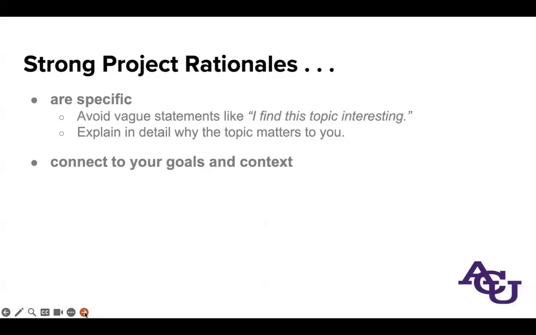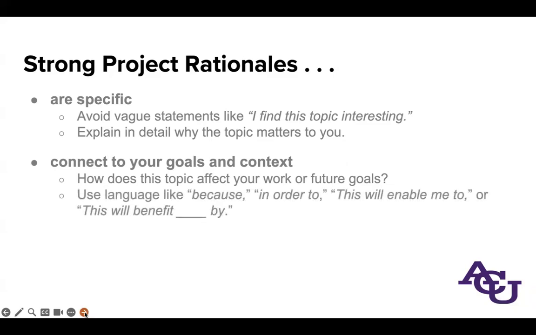Next, a strong project rationale will connect your goals and your context. How does the topic affect your work or your future goals? This is really going to give a why for why you're doing something. To create these connections to your goals and your context, you can use linking language like we've listed here: because, in order to, this will enable me to, or this will benefit blank by.